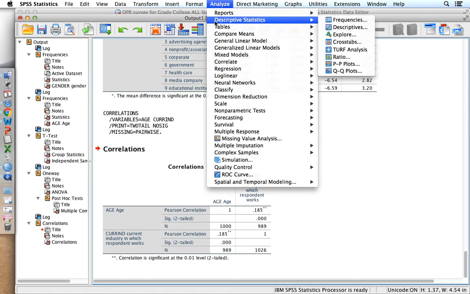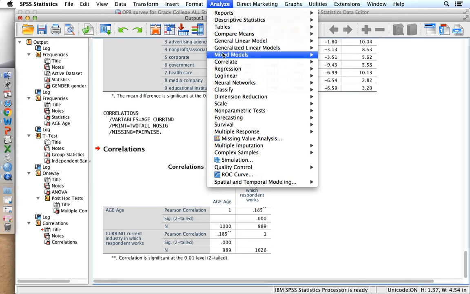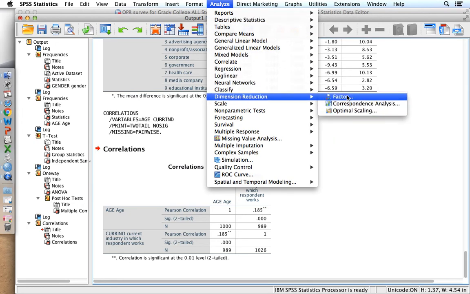Getting a little bit more complicated, the next thing I'm going to show you is not a test, but it is the data preparation, which is a factor analysis.